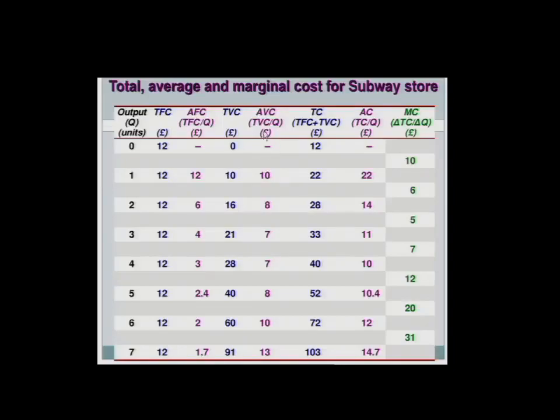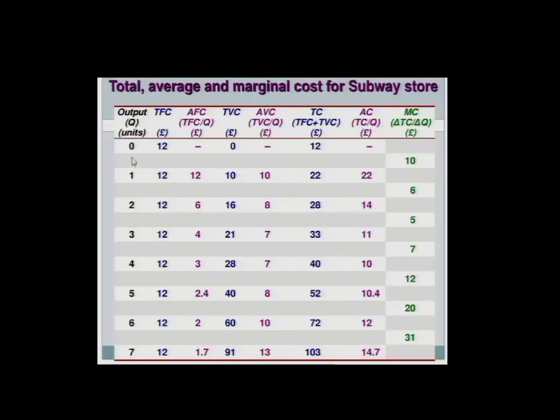Average variable cost is the total variable cost over quantity of output. Total cost is then the sum of the two, so these columns, this plus this: total fixed cost plus total variable cost. And then you have average cost, which is basically total cost over quantity. The marginal cost is the change in total cost over change in quantity, with this idea of marginal cost decreasing initially and increasing eventually.